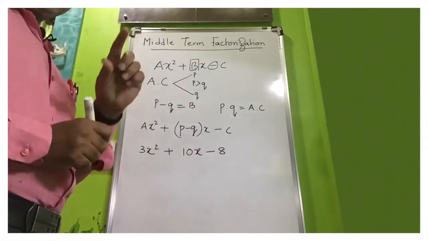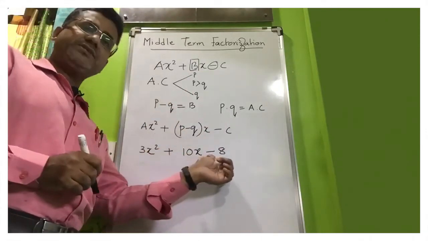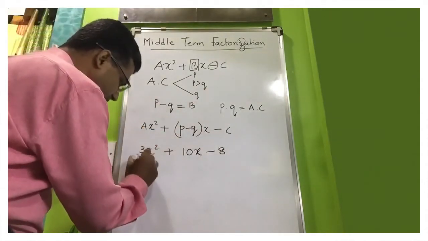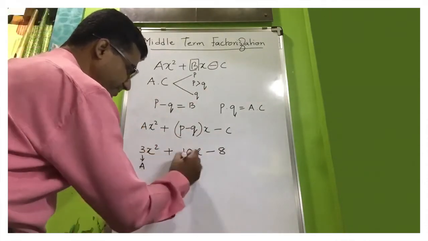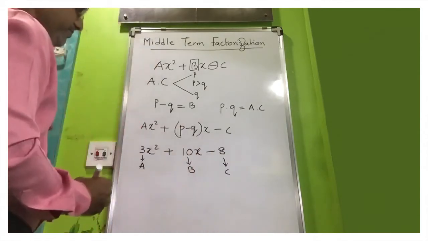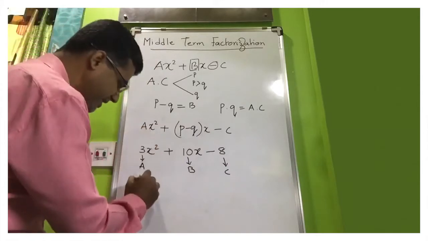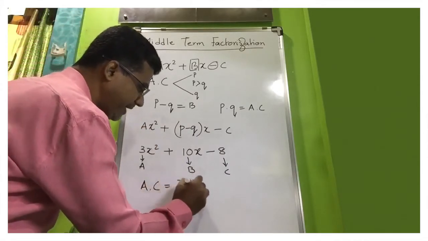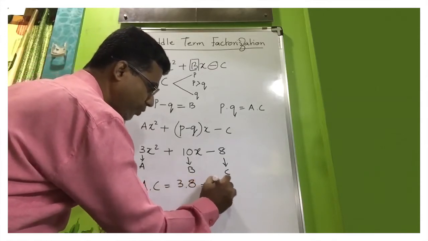Right? This was the same example that we did, but here this time the sign is minus. So now let us see. We can see that this is A, this is B, and this is C. Of course. Now let us see A into C. What is A into C? 3 into 8, that is 24.